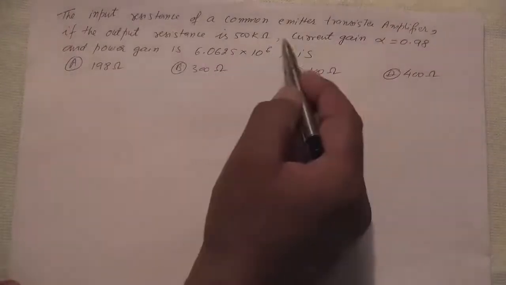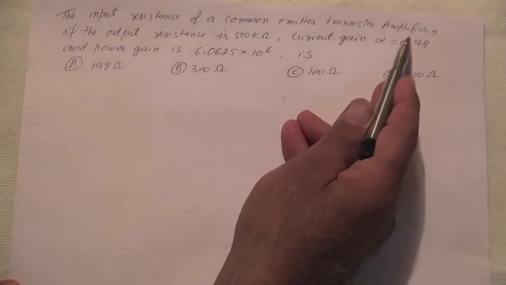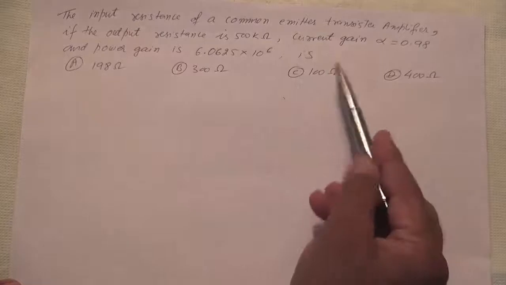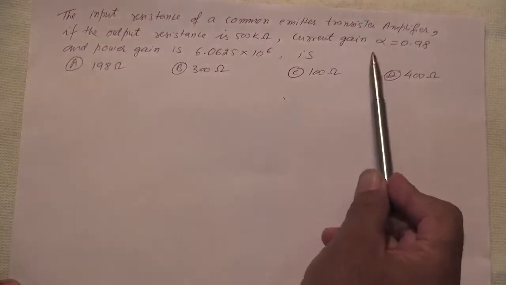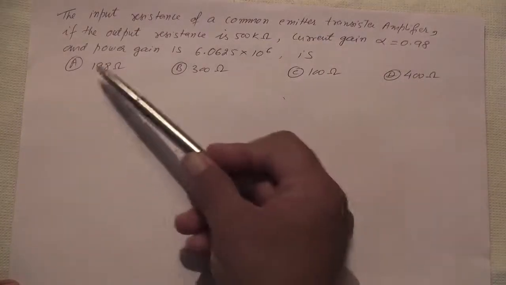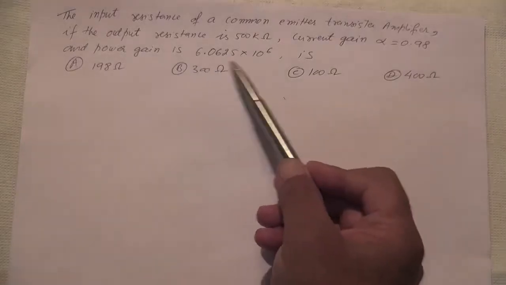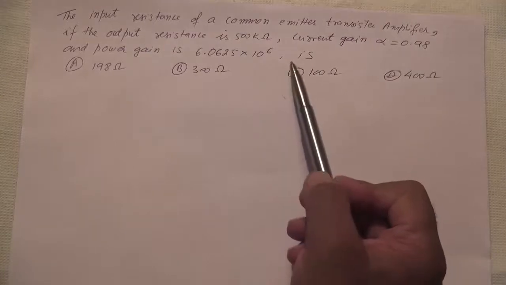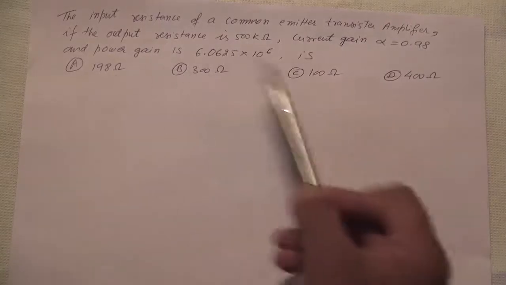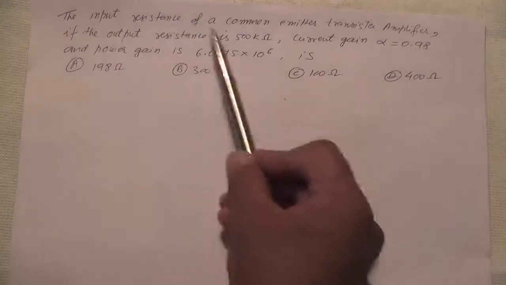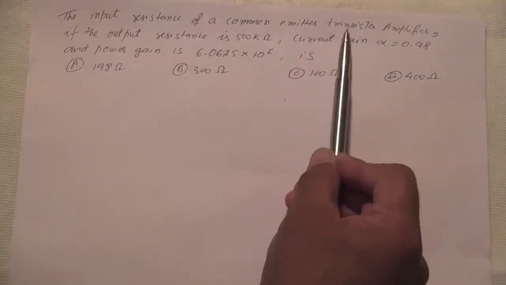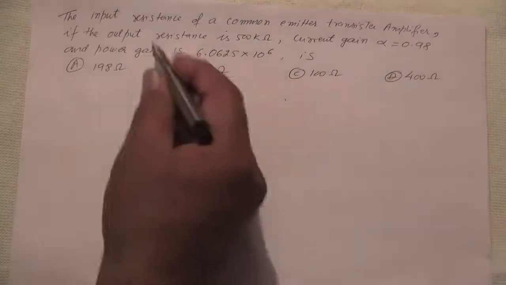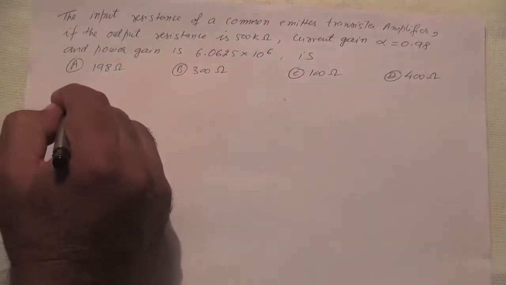The input resistance of a common emitter transistor amplifier. If the output resistance is 500 kilo ohm, current gain alpha is equal to 0.98 and power gain is 6 points, this is... इस क्वेश्चन में क्या पूछा गया है? ये इज किसके लिए है? The input resistance of common emitter transistor amplifier is, तो हमसे पूछा गया है इनपुट रेसिस्टेंस RI.